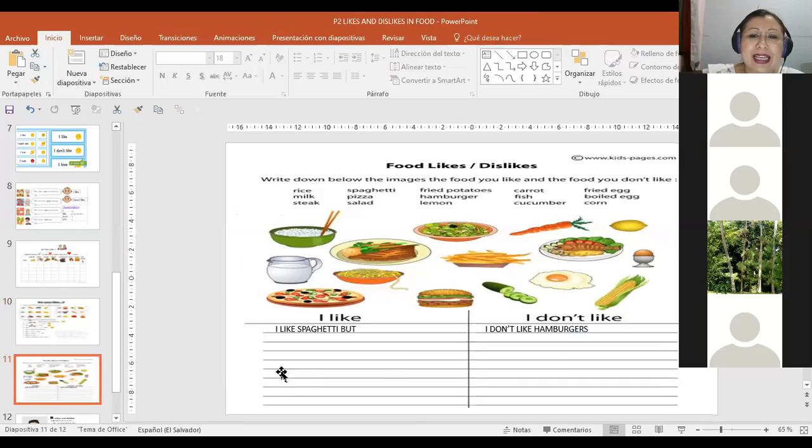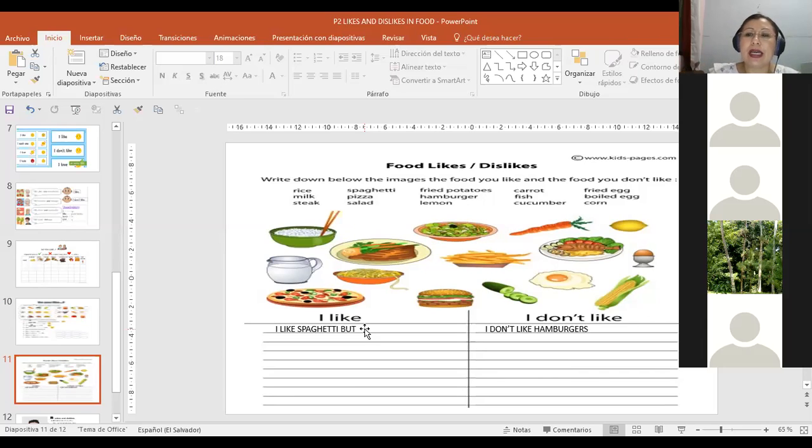Very good. Okay, the next slide says, look, in here we are introducing a preposition, right? Dice, food likes, dislikes. Lo que me gusta y no me gusta de la comida, ¿verdad? And it says, write down below the images the food you like and the food you don't like. We have rice, milk, steak, spaghetti, pizza, salad, fried potatoes, hamburger, lemon, carrot, fish, cucumber, fried egg, boiled egg, and corn. So it says, for example, I like spaghetti, but I don't like hamburgers.